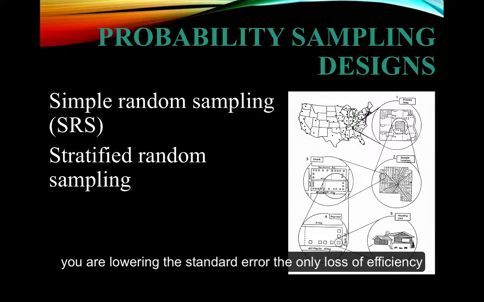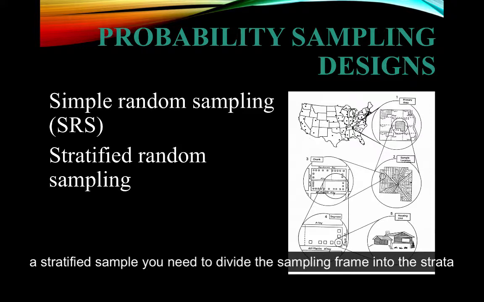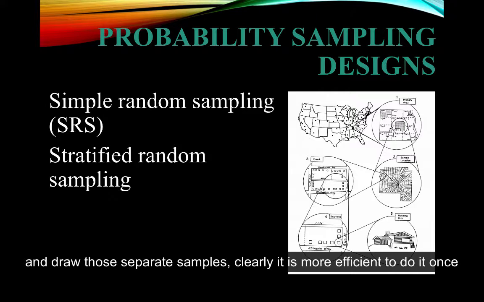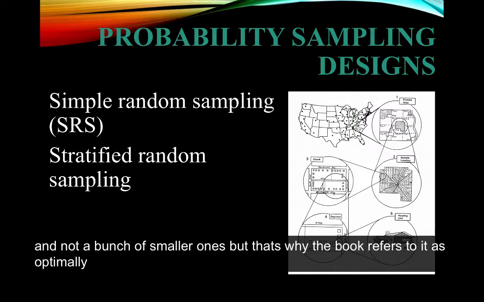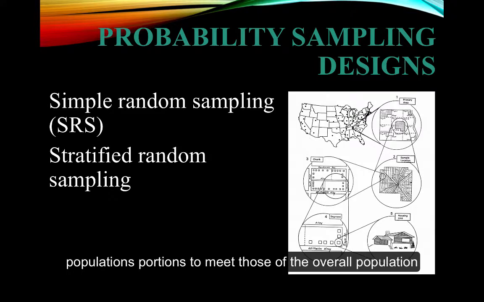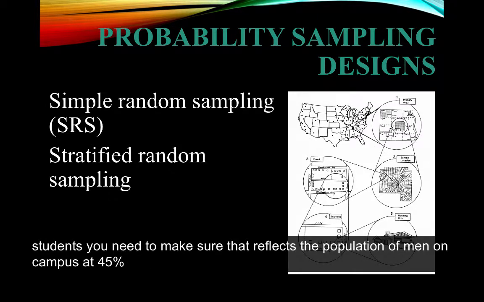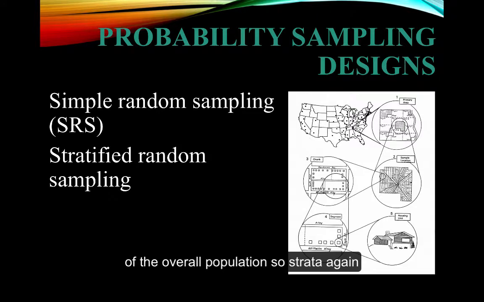The only loss of efficiency is when you compare it to simple random sampling, because to do a stratified sample, you need to divide the sampling frame into the strata and draw those separate samples. Clearly, it's more efficient to do it once and not a bunch of smaller ones, but that's why the book refers to it as optimally efficient. Also, you want your sample population's proportions to meet those of the larger population. So if 45% of respondents are male when studying Cal State Fullerton students, you have to make sure that reflects the population of men on campus at 45% of the overall population.